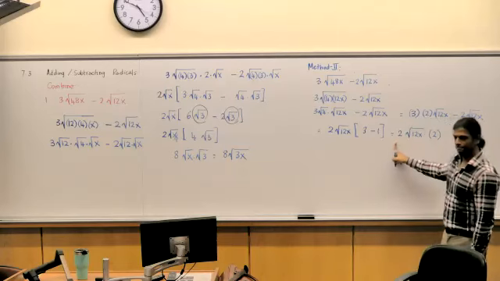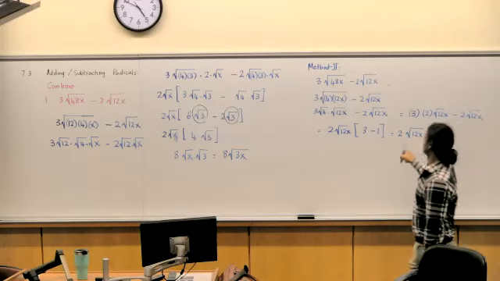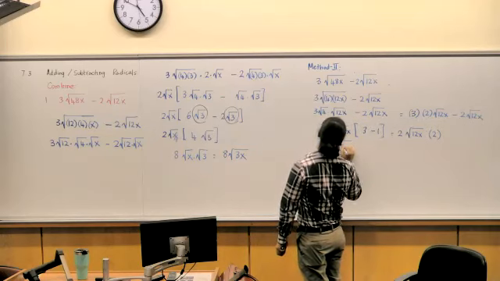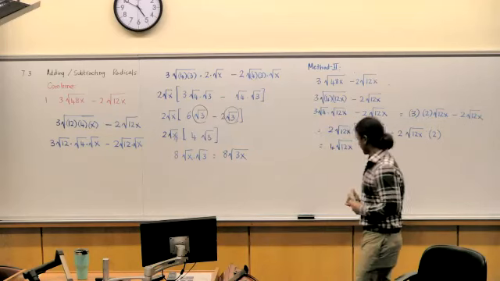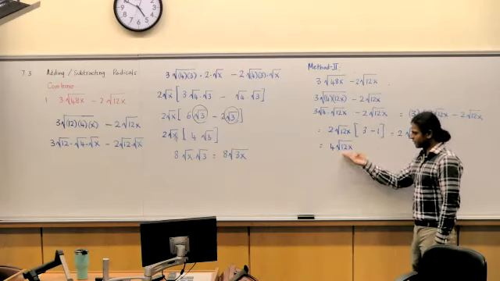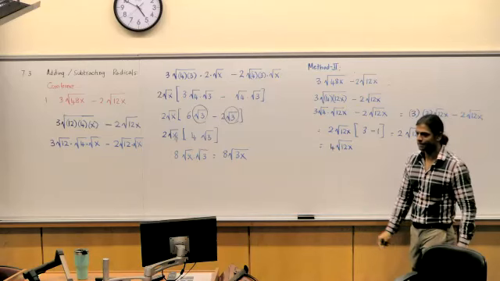So 2 square root of 12x times 2. 2 times 2 is 4 square root of 12x. So this answer and that answer are one and the same. Do you agree?